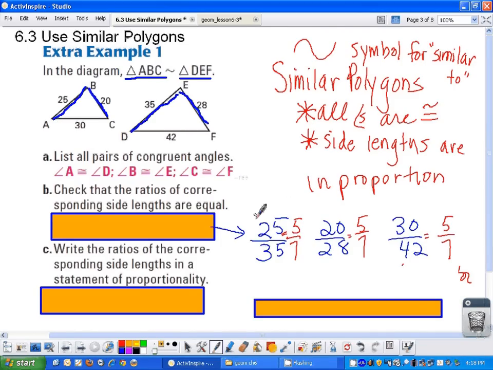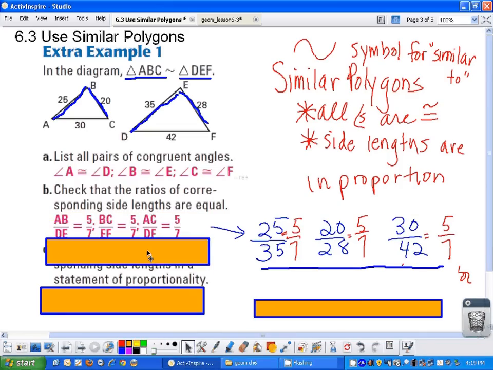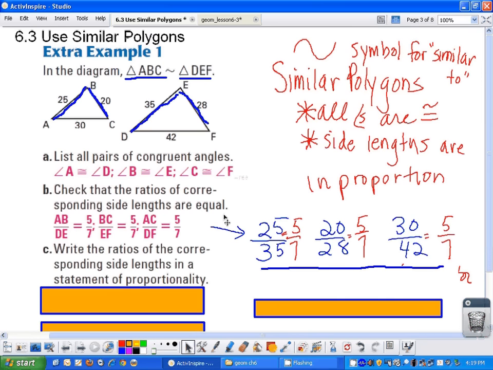Notice in each case I put a side length from the left triangle, triangle ABC, on top, and its corresponding side on the bottom. So that's extremely important that you're consistent that way. So I tend to put pieces from the left triangle on the top, pieces from the right on the bottom. You should adopt some consistent strategy yourself. What you'll notice is that if we take each of these three ratios we've written and simplify them, they're all equal. So that's exactly what we were looking for. So it said check that the ratios of corresponding side lengths are equal, and so we've written that they all equal 5/7.